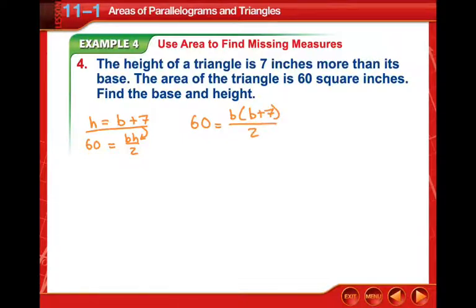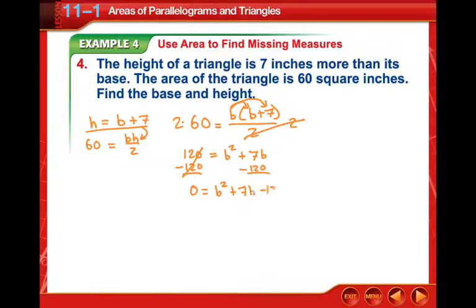So we're going to solve this for the b. We need to first multiply by 2 on both sides to get rid of the fraction situation. So we now have 120 equal to, and we can go ahead and distribute the b on top as well. Kill 2 birds with 1 step. So b times b is b squared, and b times 7 is 7b. So now we need to move that 120 over. So we're going to subtract it from both sides. So we have 0 equal to b squared plus 7b minus 120.